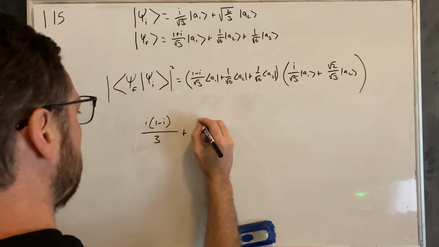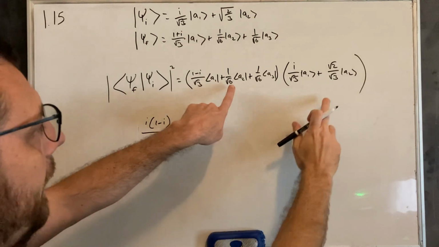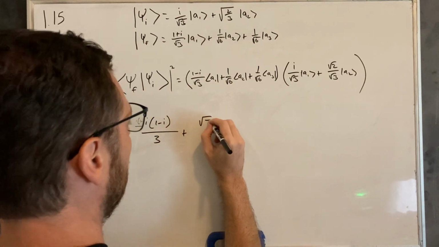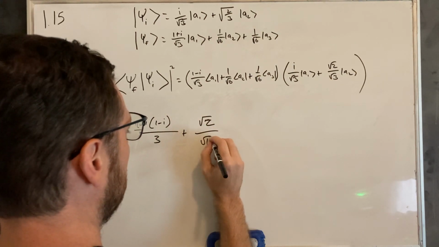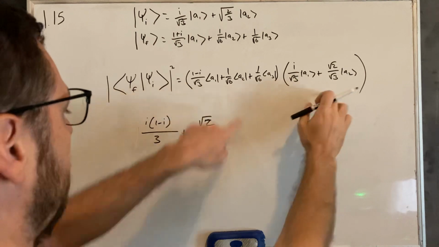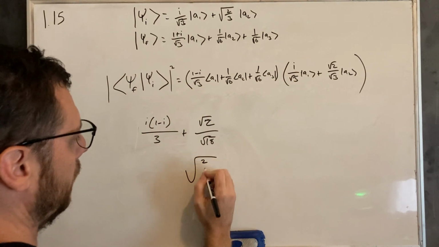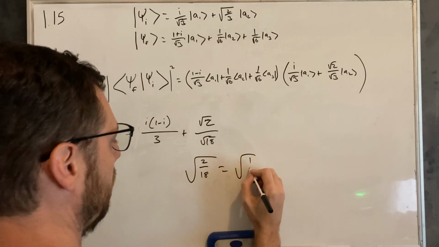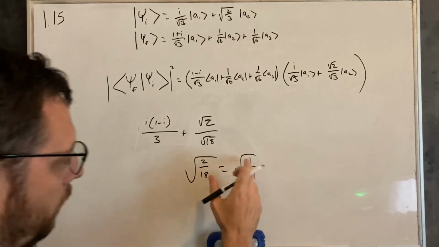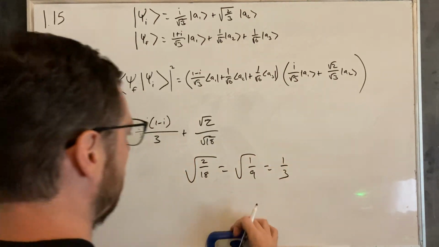I shouldn't have erased that. I should keep that work on the board. So originally we had root 2 over root 18 here from right there. But this is the same thing as square root of 2 over 18, which is the same thing as square root of 1 over 9. Square root of 1 is 1, square root of 9 is 3, so that's equal to 1/3. That's where I got that.